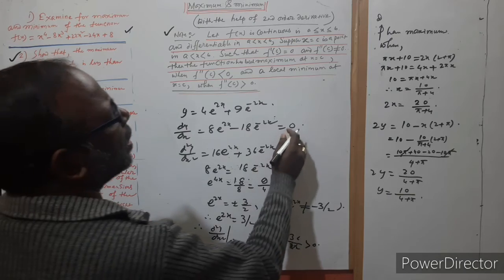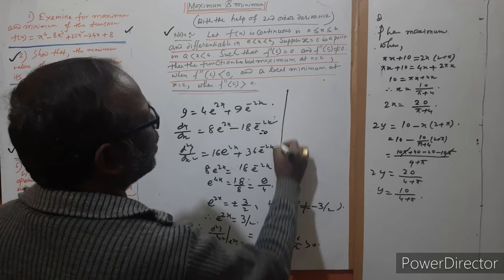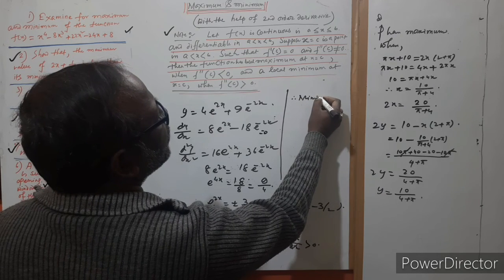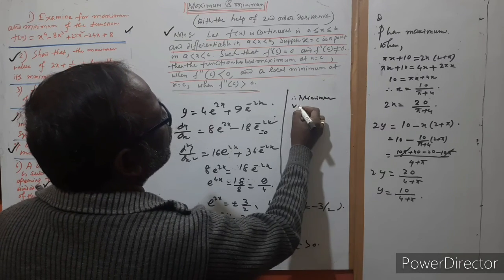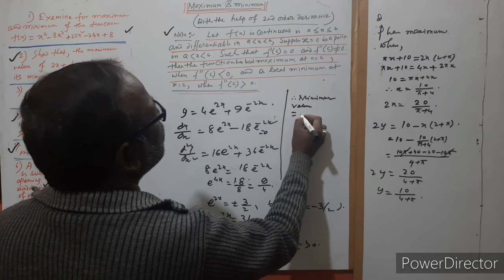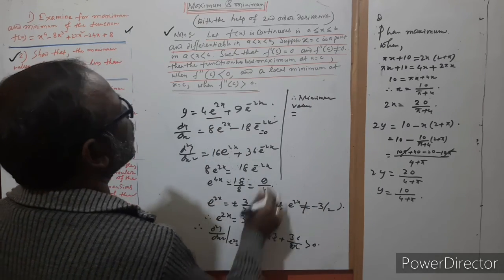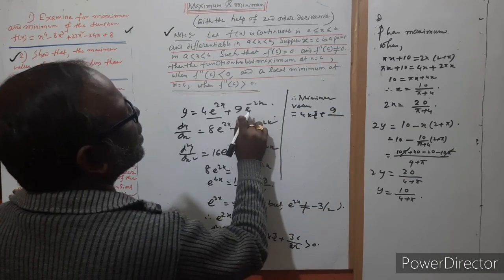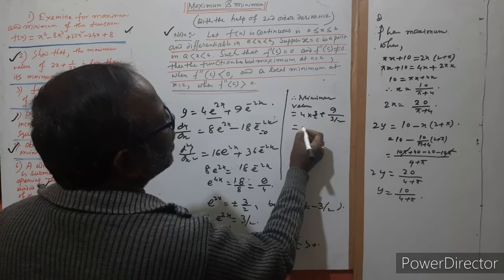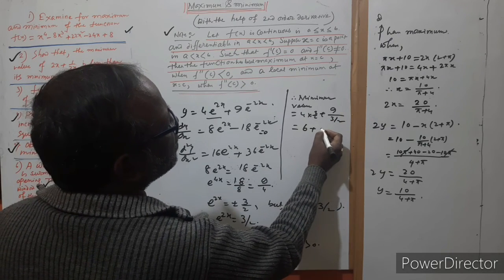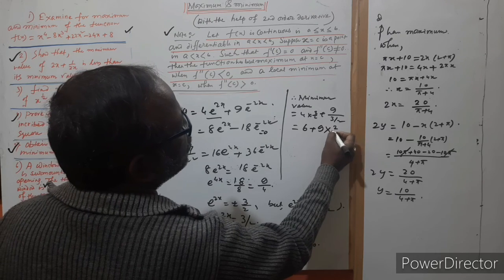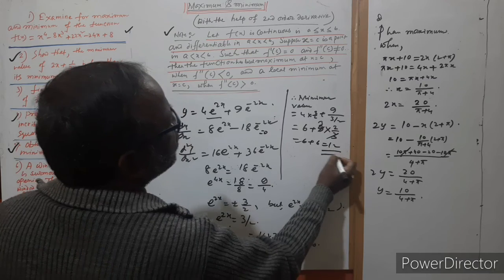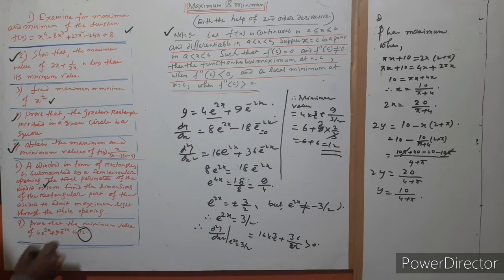Okay, and therefore it has a minimum, so therefore the value is equal to, we put here 3 by 2 only, so 4 into 3 by 2, and this is 9 by 3 by 2 here. Okay, and these two are cancelled, that's why this is a 6, and this is 2 by 3 here, so 3, so 6 plus 6 is 12. So this is the minimum value. See, this is your answer.